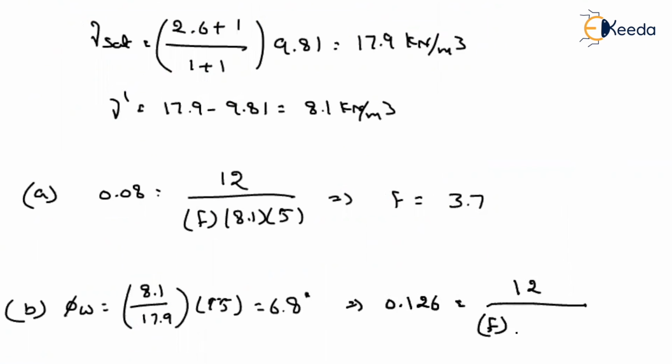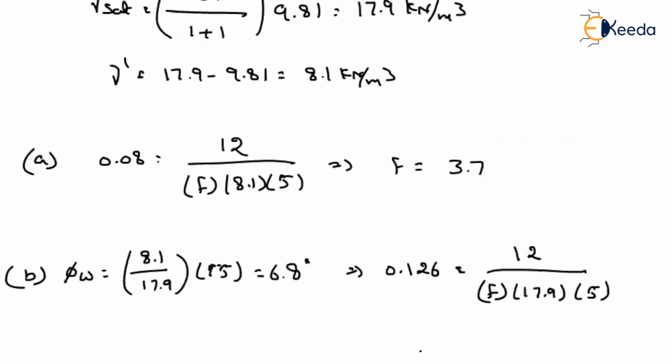That implies 0.126 will be equal to C, 12, divided by F into, since it is a sudden drawdown, here you have to use the gamma saturation. What is gamma saturation? 17.9 into the height 5. So from this, what is the factor of safety? You will get it as 1.06.